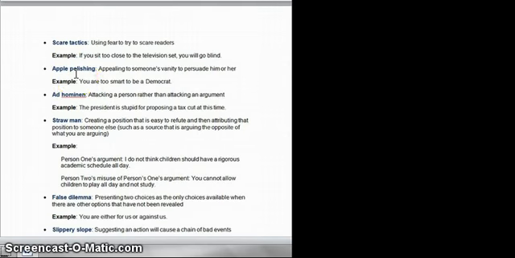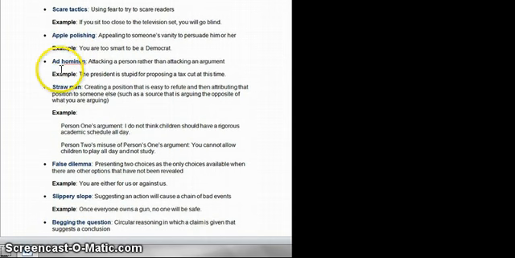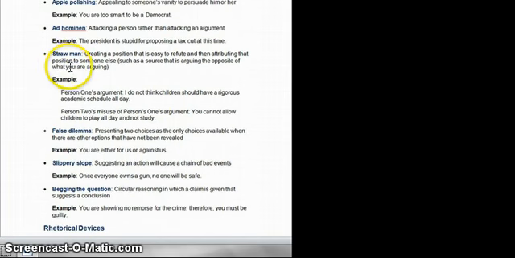Apple polishing fallacy, appealing to someone's vanity to persuade him or her: you are too smart to be a Democrat. Ad hominem fallacy, attacking a person rather than attacking an argument: The president is stupid for proposing a tax cut at this time. The straw man fallacy, creating a position that is easy to refute and then attributing that position to someone else.